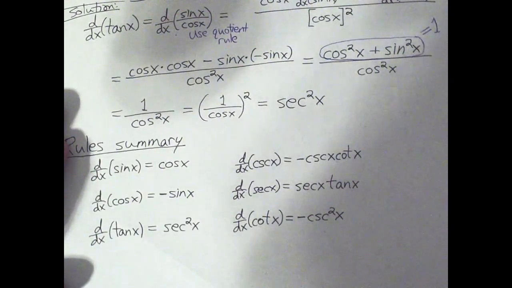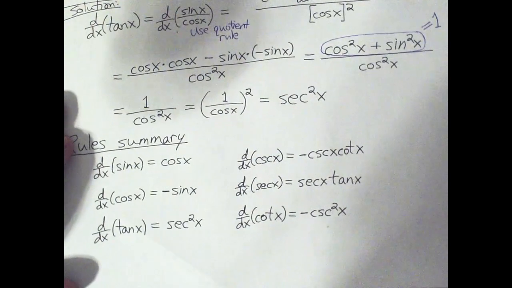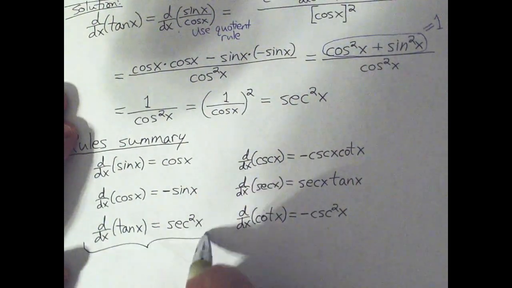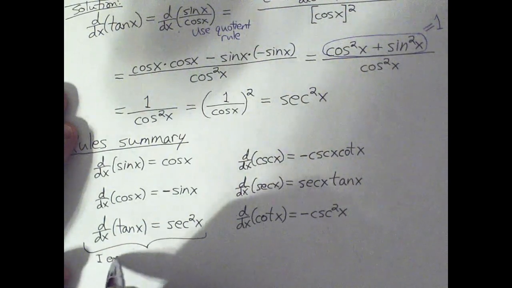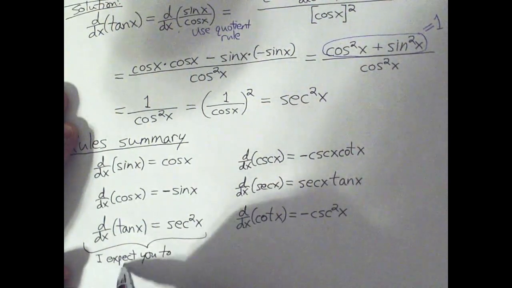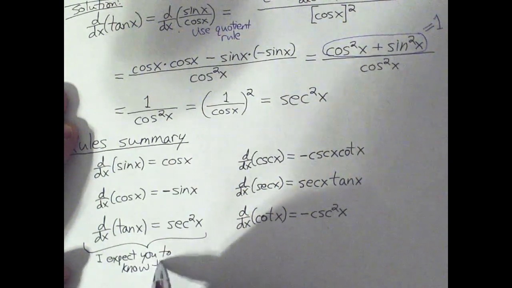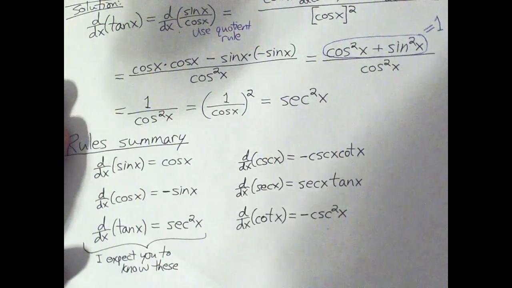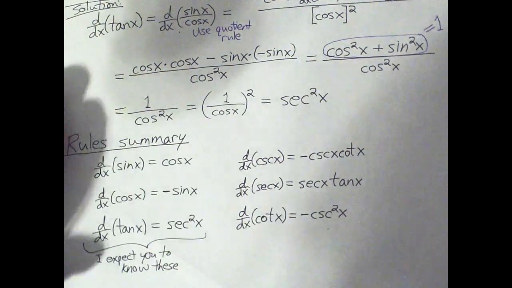And I guess what I want to say about these 6 rules that we have here is, for these 3, I expect you to know these. Definitely memorize these three. Sine, cosine, tangent come up. They come up a lot.